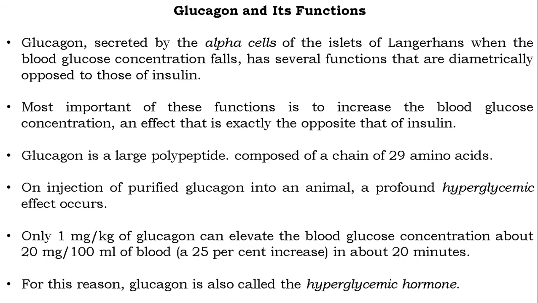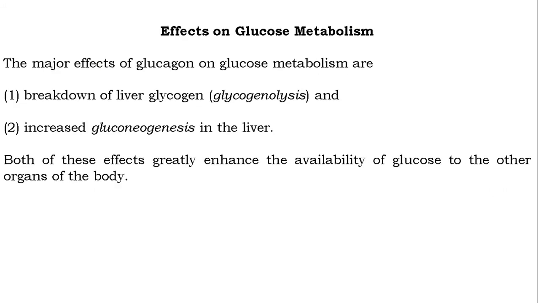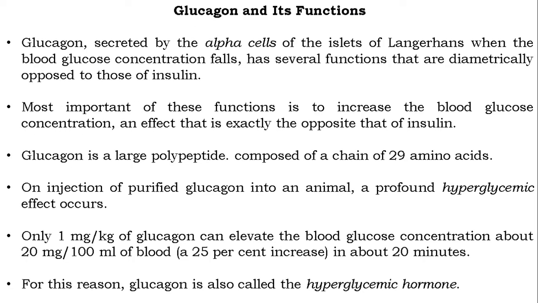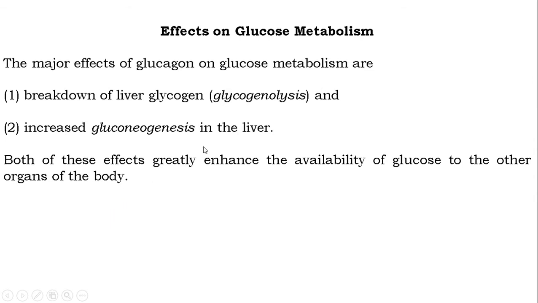Glucagon is a hormone produced by the alpha cells of the islets of Langerhans, as we found in the previous slide. The function of glucagon is to increase the blood glucose concentration, especially in between meals. And in this respect, it is just opposite to that of insulin.